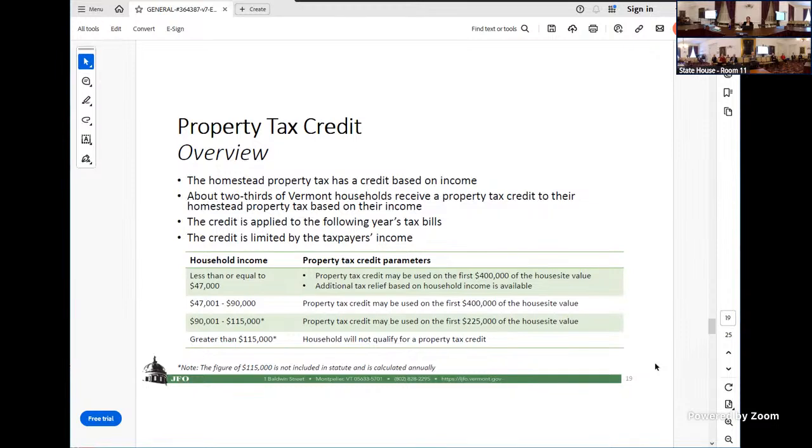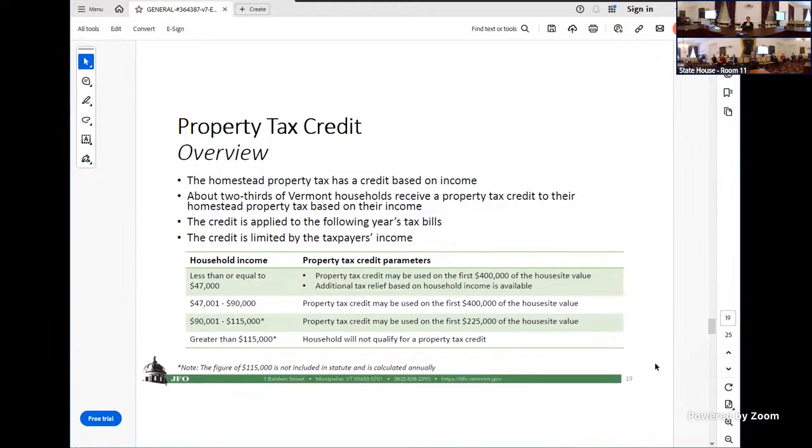So this is specific for that homestead property tax. And essentially what it is, is a tax credit on the property tax based on income. About 2/3 of Vermont households receive some sort of property tax credit based on their income. And that goes against their homestead property tax total bill.